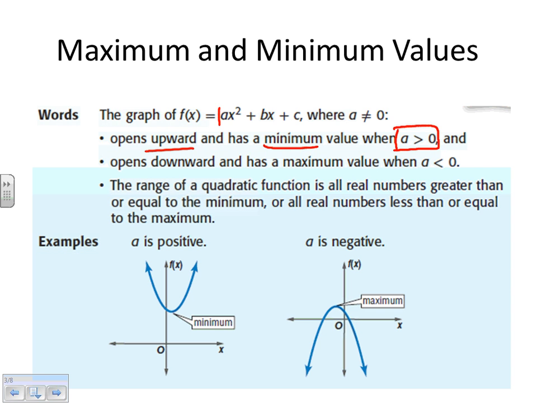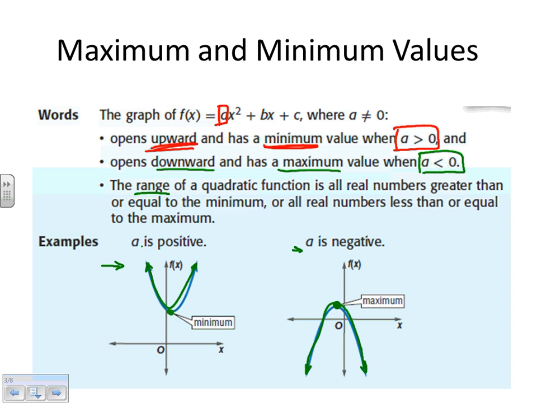So when this value right in front of x squared is positive, you're going to have a minimum value, and it's going to open upward. Okay, well, what happens if it's a negative? When a is less than 0, it opens down and has a maximum value. Okay, and it looks similar to this right here. When a is positive, you're going to have a minimum value, right? The graph opens upward. When a is negative, like you see in this example, the graph is open downwards, and we've got a maximum value.